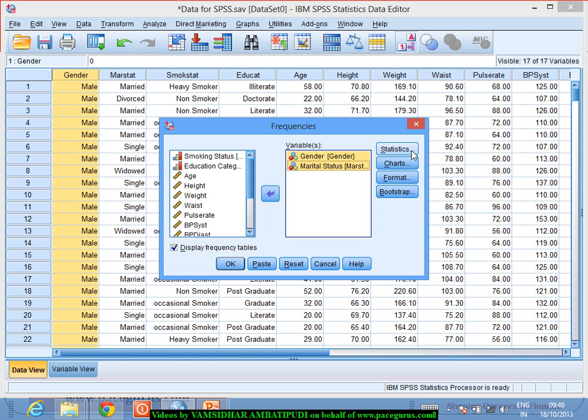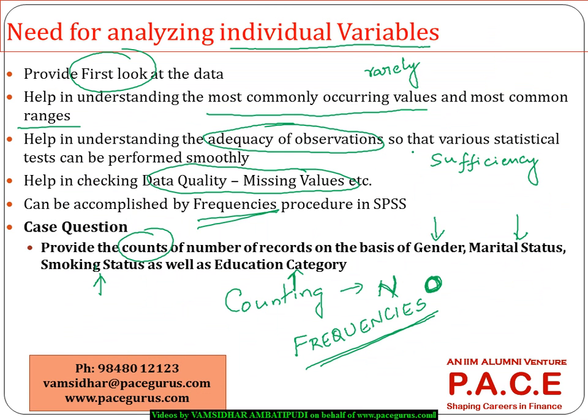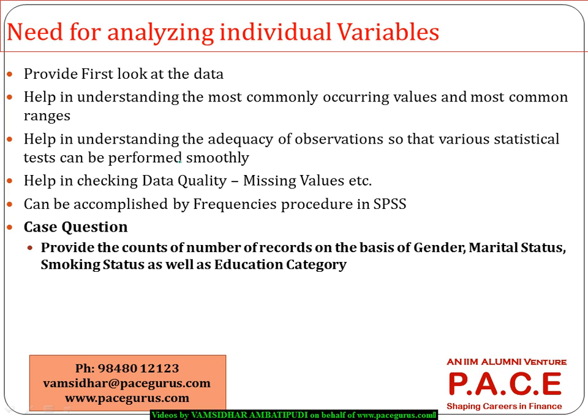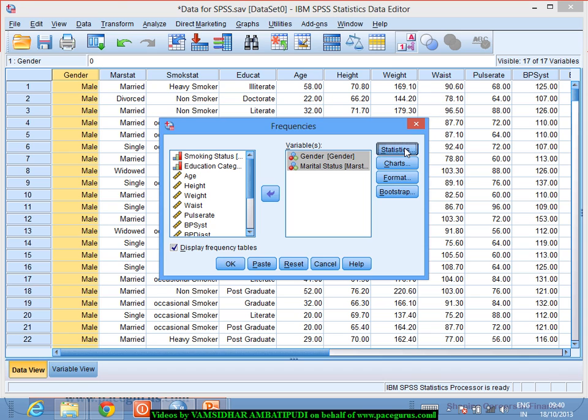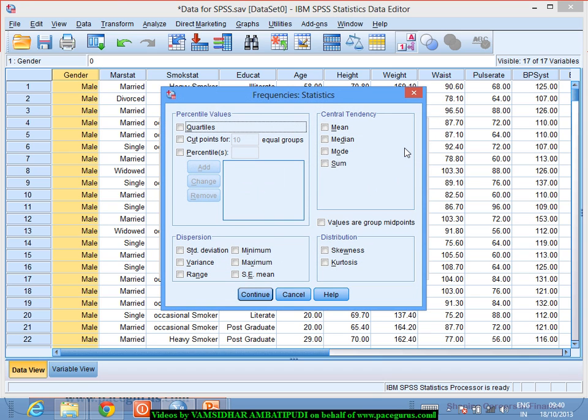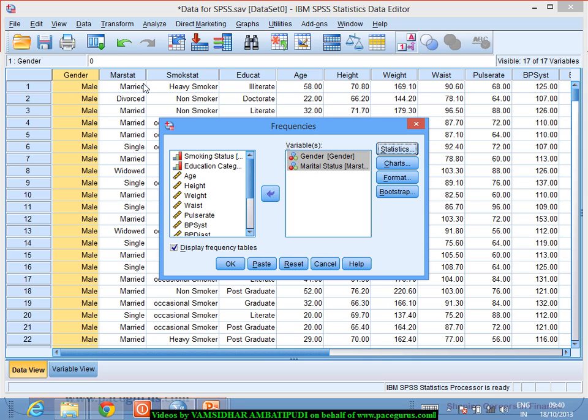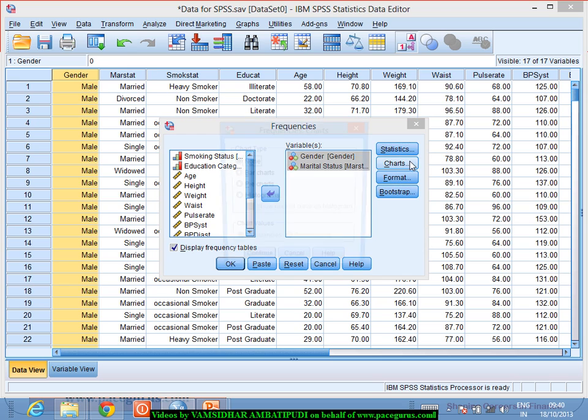The statistics button, I suggest that you use only for scale variables, because a lot of things that are present as a part of this, which will talk about the percentile, dispersion, central tendency, and all these things, are generally more relevant and more applicable to scale data, not nominal or ordinal data. So for nominal or ordinal, I won't bother about this statistics, but I typically get into the charts.